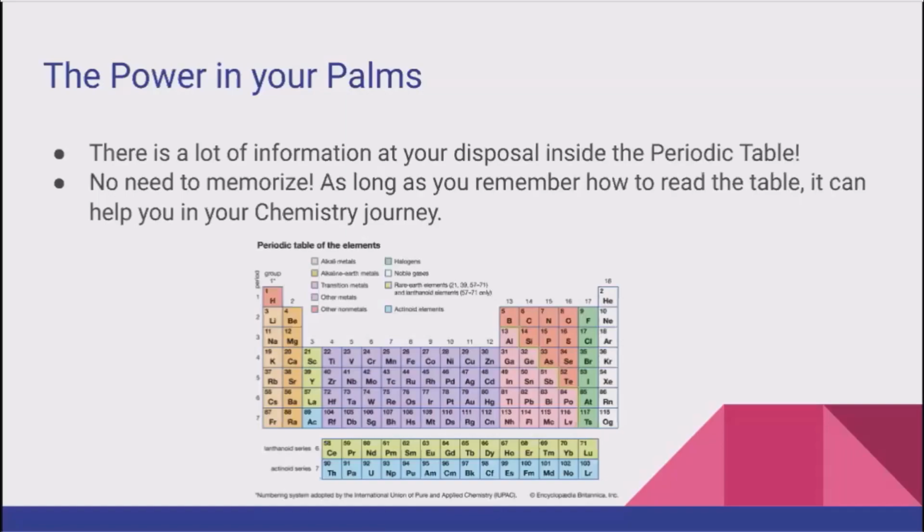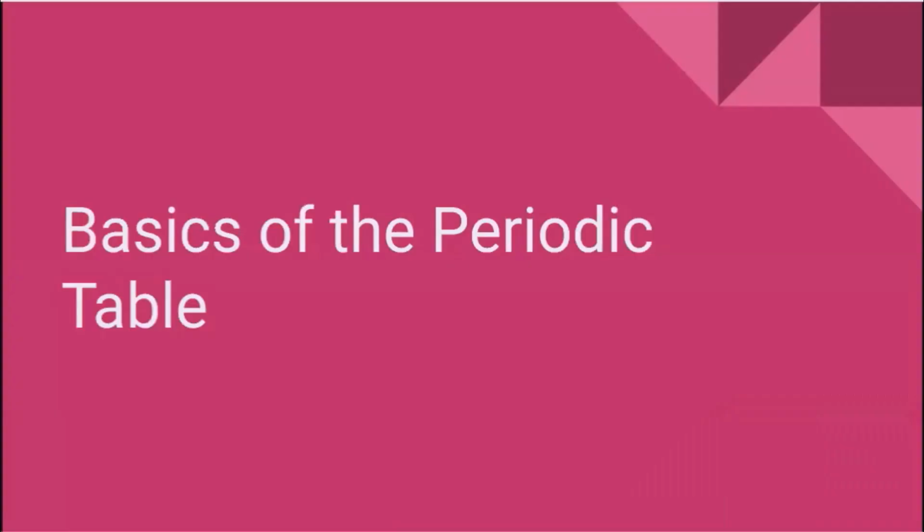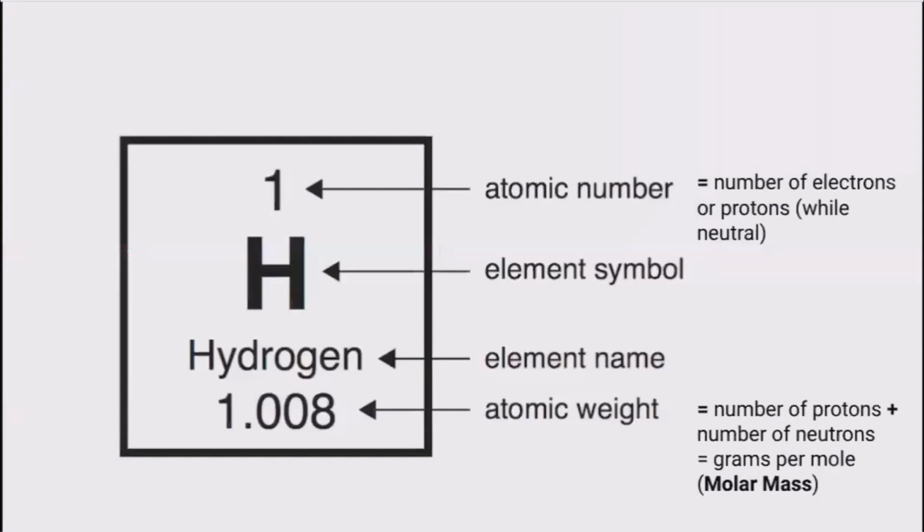So first off, let's begin with some of the basics of how to read the periodic table and some of the basic information that's provided to you here on the periodic table. First is how to read each element square. We're going to go top to bottom. The first one is the atomic number.